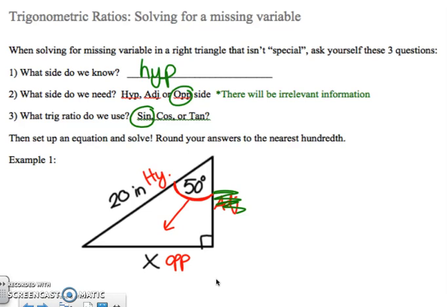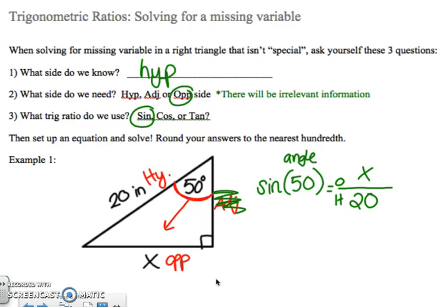So how you set this up is you first write your trig ratio, and then you write the angle. So my 50 is going to go in here. So sine of 50 equals, now sine is opposite over hypotenuse. So I'm going to say x over 20. Okay? So I've got sine of 50 equals x over 20. I need to solve for x.